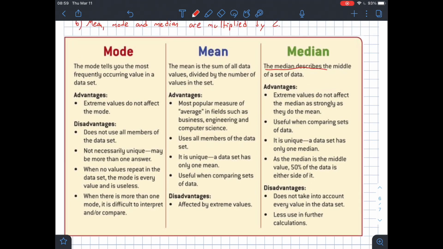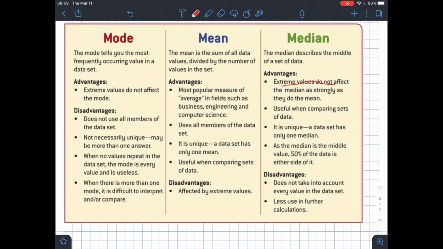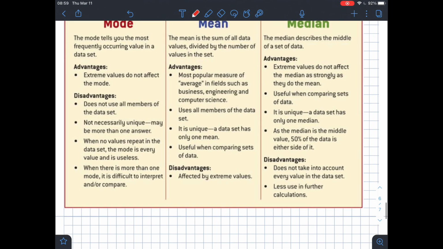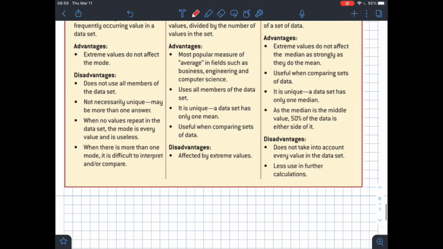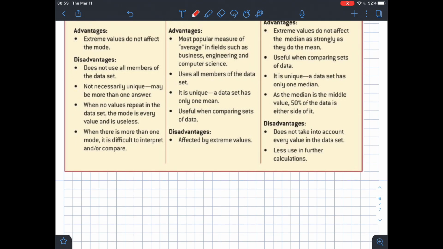Finally, the median describes the middle of the set of data. Advantages, extreme values do not affect the median as strongly as they do to the mean. Useful when comparing sets of data. It is unique. A data set has only one median. As the median is in the middle value, 50% of the data is either side of it. And the disadvantages, does not take into account every value in the dataset and less use in further calculations.